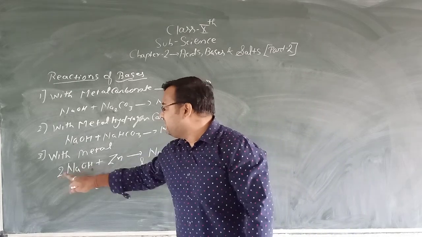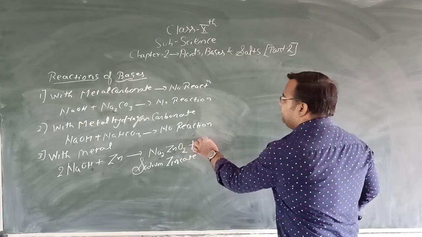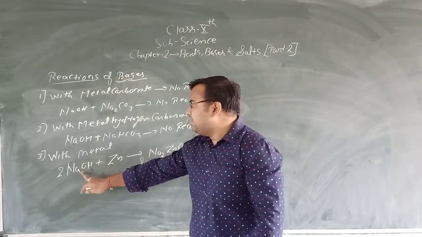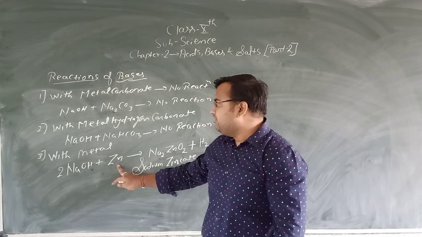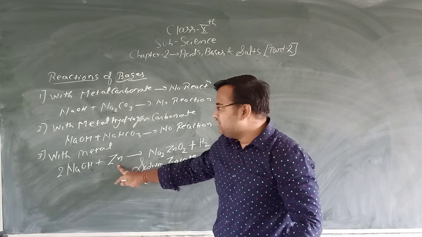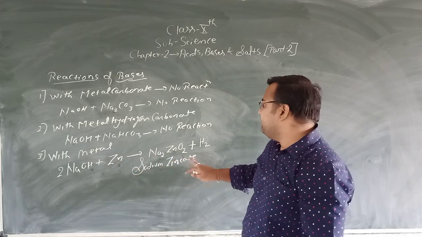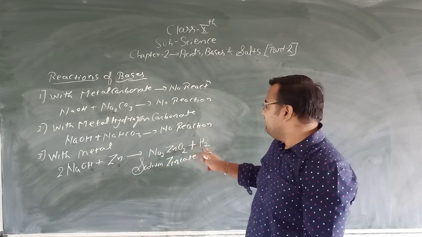How many hydrogens are there? 2 hydrogens, so we can write 2 hydrogens. Okay, so the reaction of a base like NaOH with zinc, that is a metal. When a base is treated with a metal, it will form sodium zincate, the compound, and hydrogen.